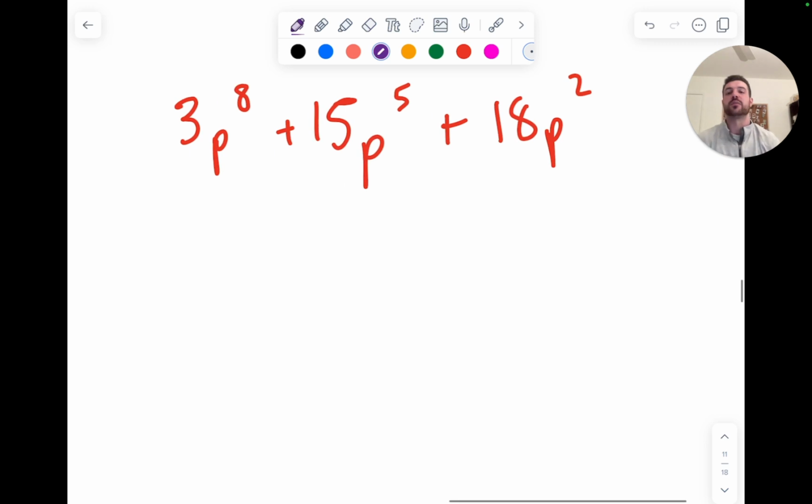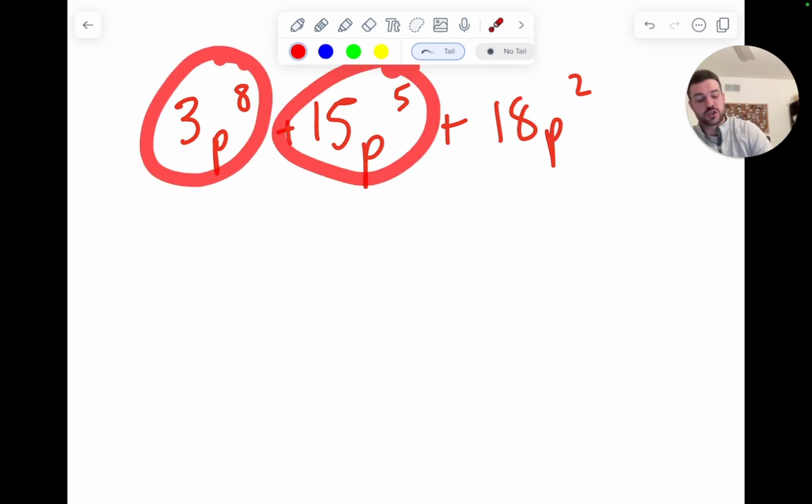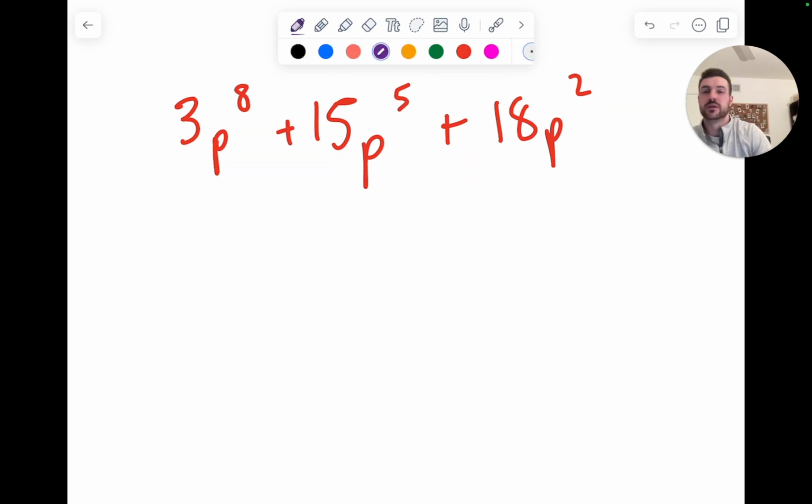Here's our next problem. 3p to the 8th plus 15p to the 5th plus 18p squared. This one's a little bit more complicated because we've got more numbers and we've got more variables. So we need to remember that whenever we are factoring, we always need to try to divide out a common term first. So we need to think about what multiplies into each term in our polynomial.